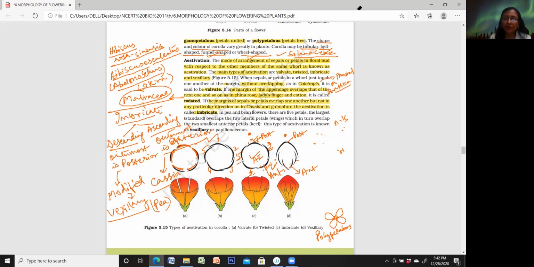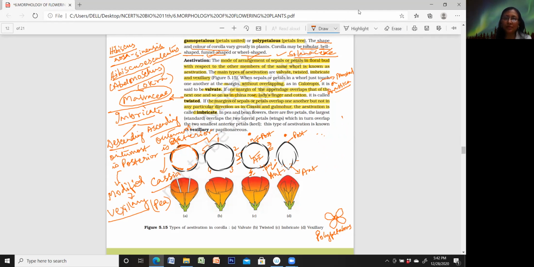Posterior, as you can see, is the outermost, no doubt. In this diagram, as I have made a mother axis, you can make out that this is the posterior petal and it is the outermost. Now this posterior, outermost and largest petal is called a standard or vexillum. Standard or vexillum. So it's given here.